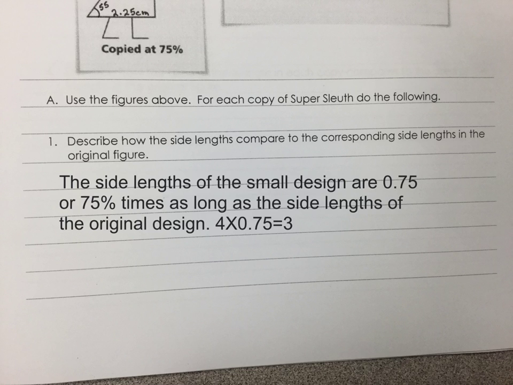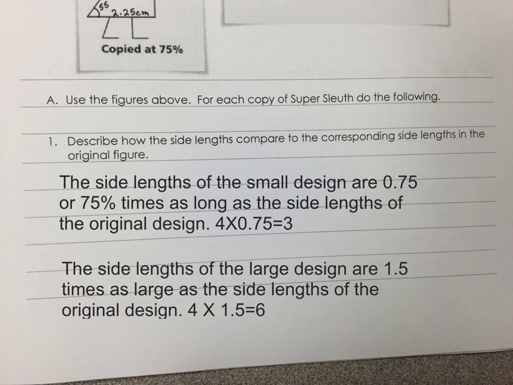Now what about with the larger one? What happens with the larger design? So the side lengths of the larger design are 1.5 times as large. And that 1.5 comes from the copy percentage. It's when you change the percentage of 150 into a decimal. So they are 1.5 times as large as the side lengths of the original design.